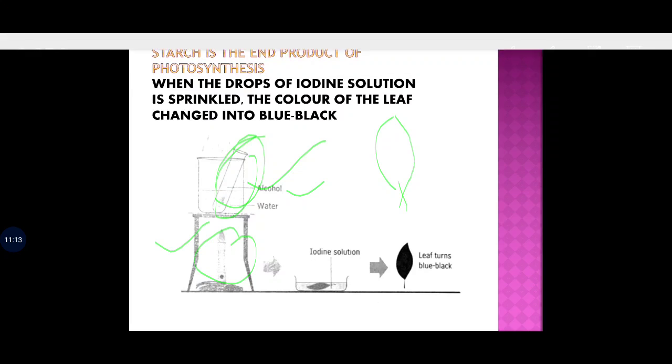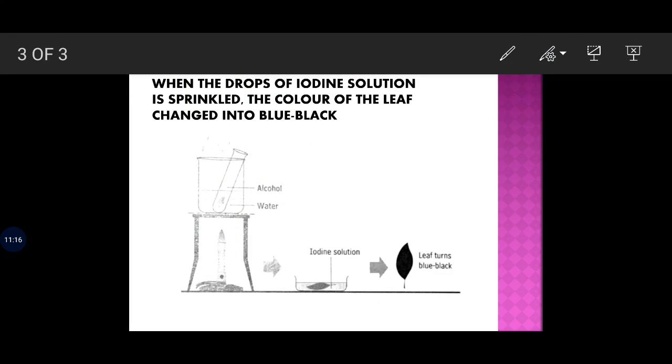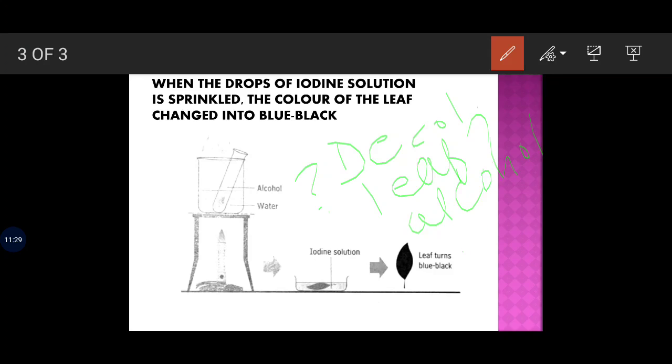Now my dear students, can you tell me why we use alcohol? To decolor the leaf. Leaves contain chlorophyll. What do you know? That leaves are green in color because they contain chlorophyll, and this chlorophyll is basically a protein complex and is soluble only in alcohol. That is why we use alcohol inside this test tube.